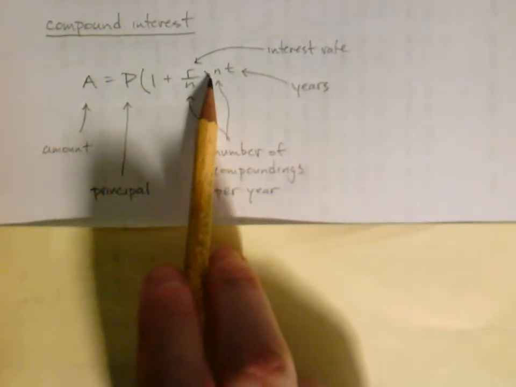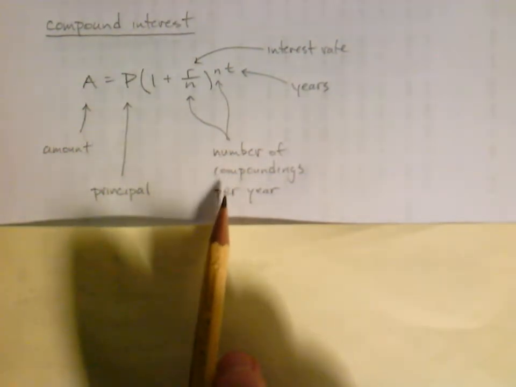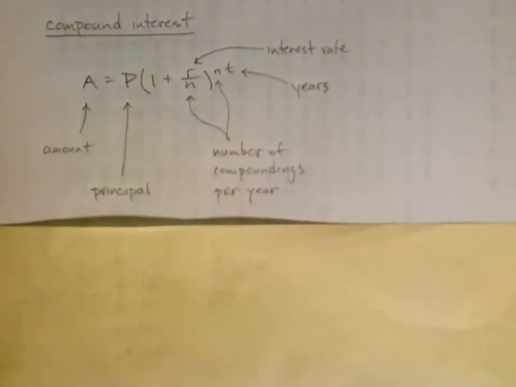n appears twice. n is here, n is here. n is the number of compoundings per year. So how many times does our investment gain interest? How many times per year? A lot of times it's monthly. So if we gained interest every month, then that would be 12 times per year, and we'd put 12 in. But sometimes it's different than that.